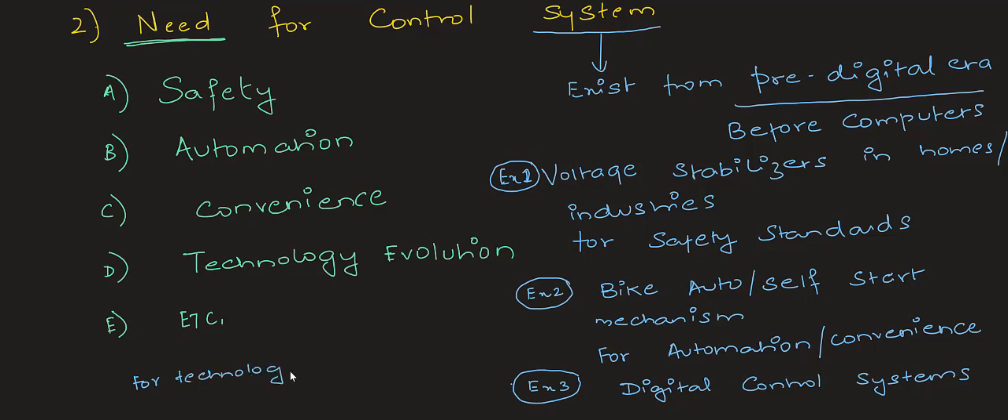So these are the four areas, and I have identified a fifth area, which I'm calling etc., because this is a list that keeps adding on. For now, I'm stopping with these four, and soon in our other classes, I'll introduce to you some more needs for control system.